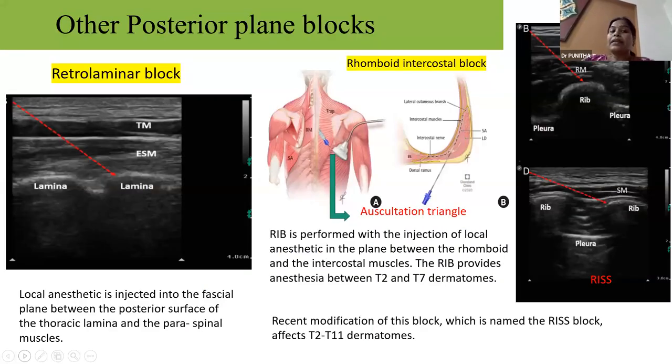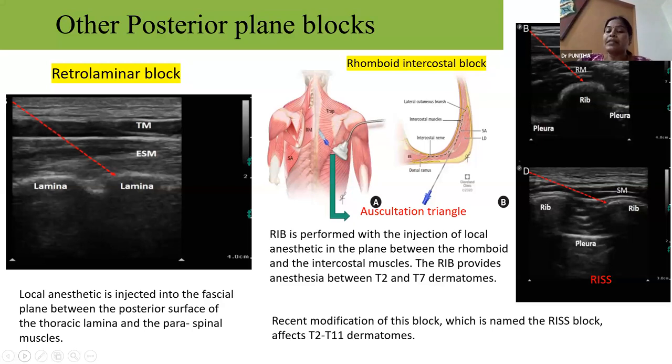So what are the other posterior plane blocks? Retrolaminar block and rhomboid intercostal block. Retrolaminar block is least studied. The local anesthetic is injected into the fascial plane between the posterior surface of the thoracic lamina and the paraspinal muscles. However, in the rhomboid intercostal block, the injection is given in the plane between the rhomboid and intercostal muscles.